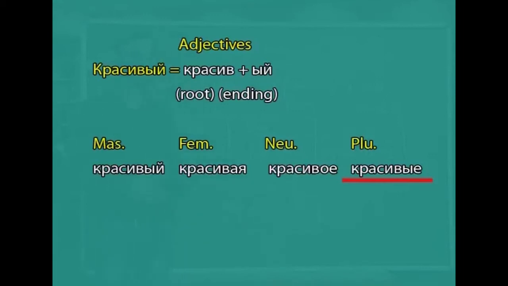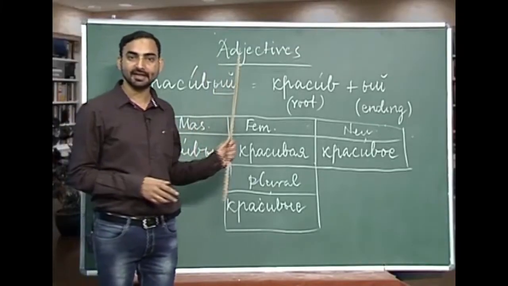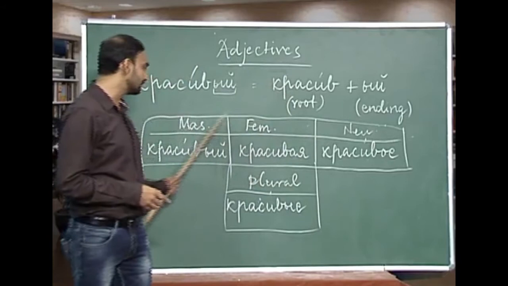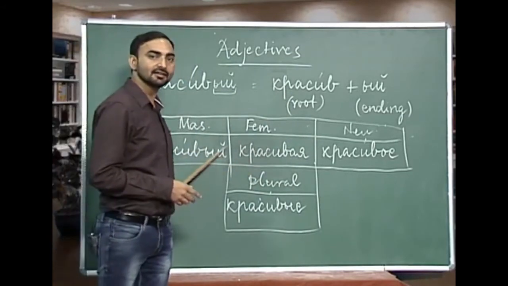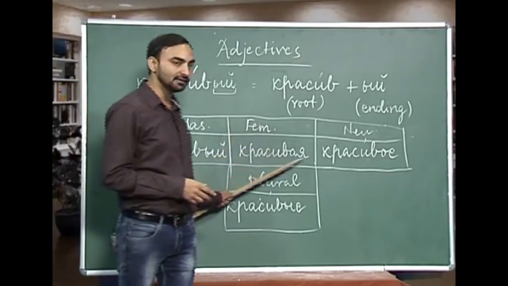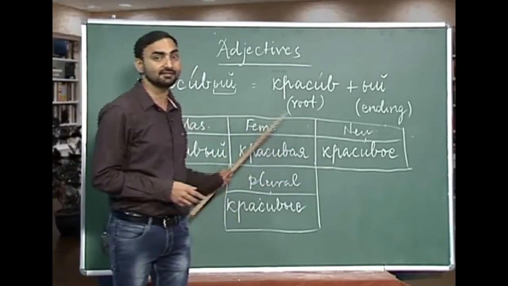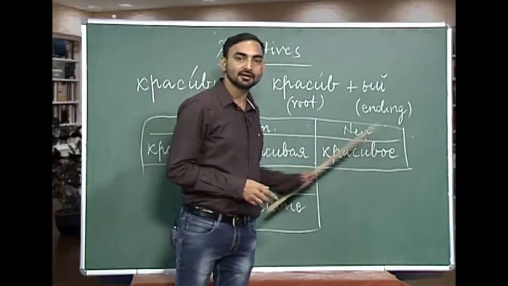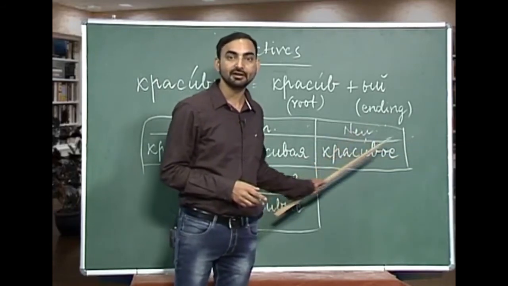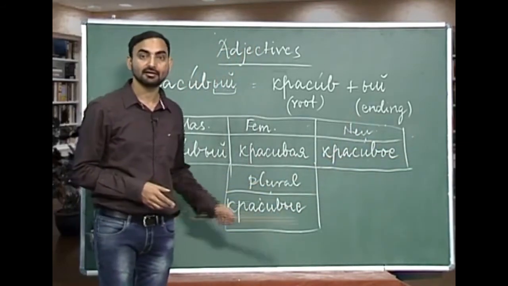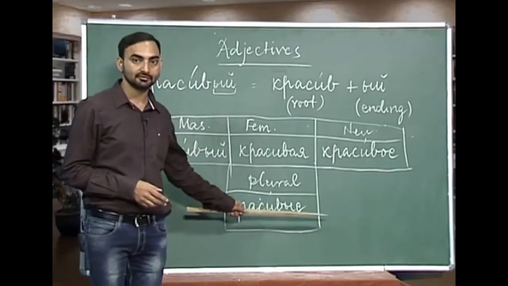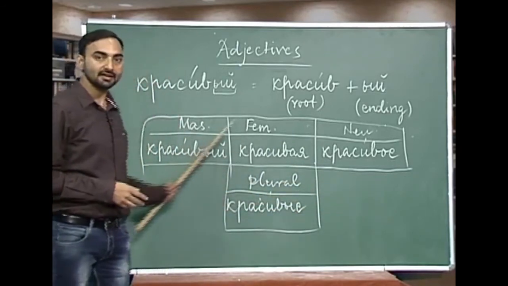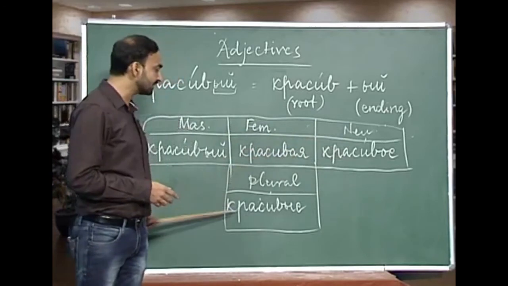So, there are 4 forms of krasivi. Why? Because it changes its form as per the gender and number of the noun. So, if the noun is masculine, we use krasivi, like krasivi dom. If the noun is feminine, then we use krasivaya, like krasivaya quartira. If the noun is neuter, then we use krasivaye, krasivaye pismo, a beautiful letter. And if the noun is plural, then we use krasiviye, krasiviye cviti, beautiful flowers. Krasivi, krasivaya, krasivaye and krasiviye.